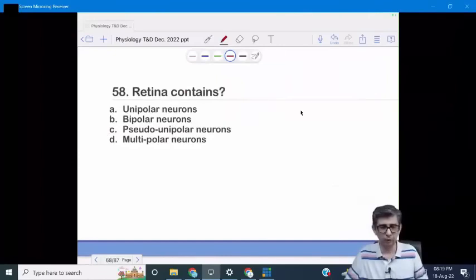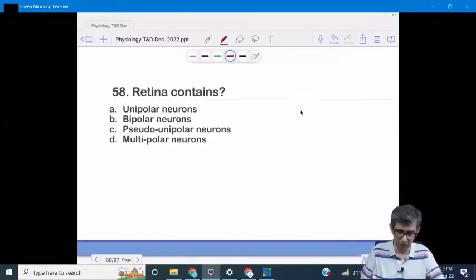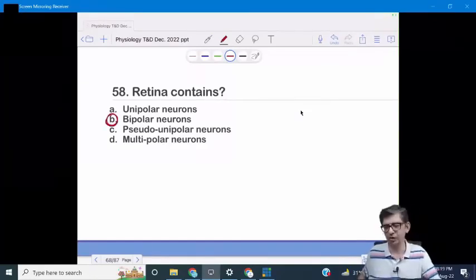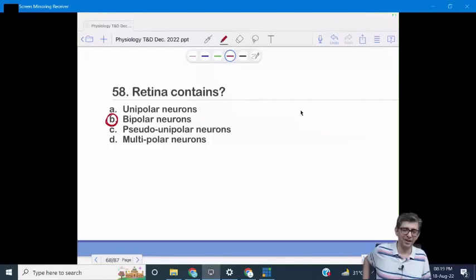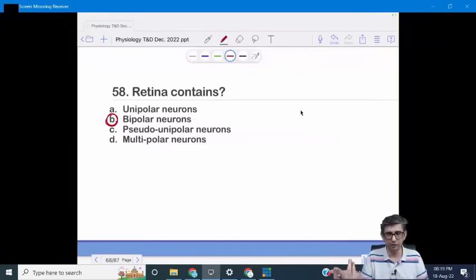Coming to 58, it's a repeat question. Standard lines asked always. Bipolar neurons. Yep, bipolar neurons would be present in the retina. This we directly memorize; I think we know this from our biology days only. We don't know what neurons are from biology days, but bipolar neurons are found in the retina, for communication. I mean the input and the output. Output would be to the optic nerve and input would be whatever you are seeing. So bipolar neurons would be found in the retina.